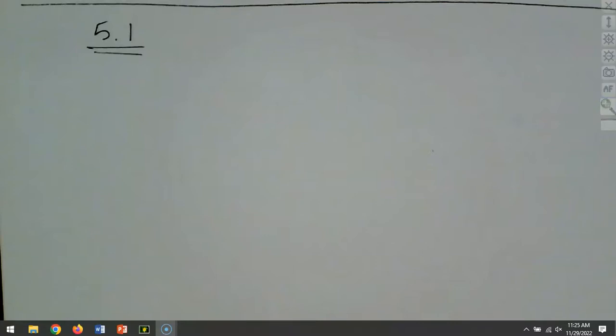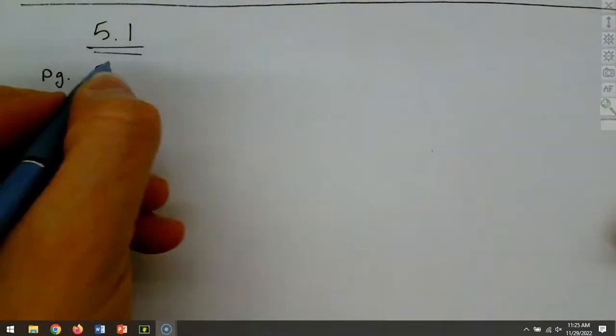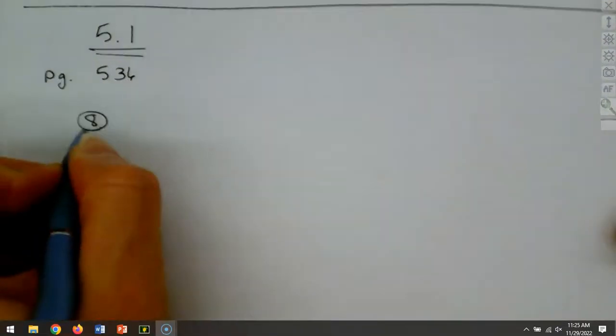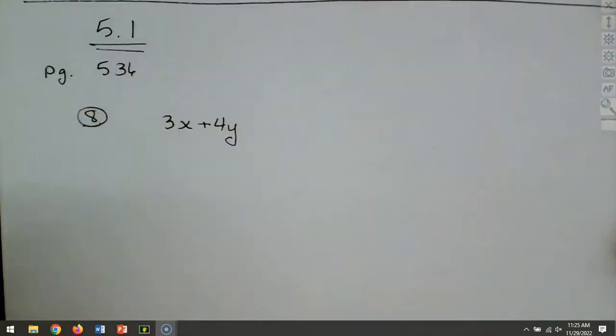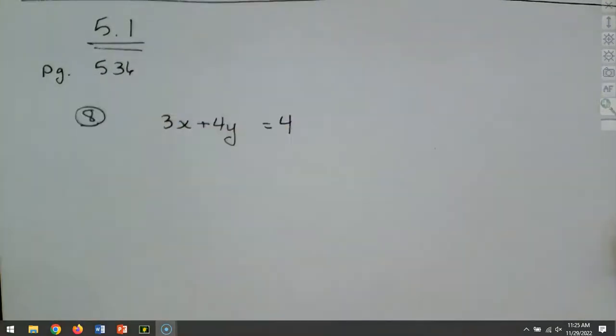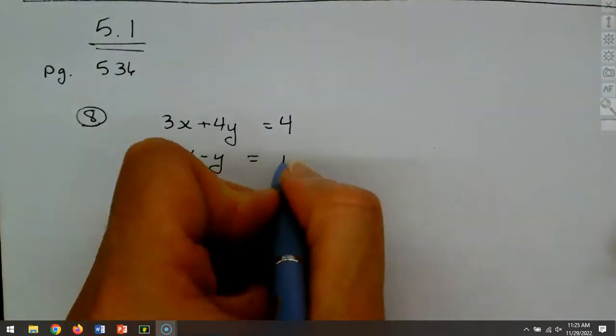And I'll pick these from our textbook. This way they come out to give us nice whole numbered answers. And we'll start with an easier one here. And this is going to be using substitution. So we'll look at page 536. We're going to look at question number 8. It is 3x plus 4y equals 4. And x minus y equals 13.